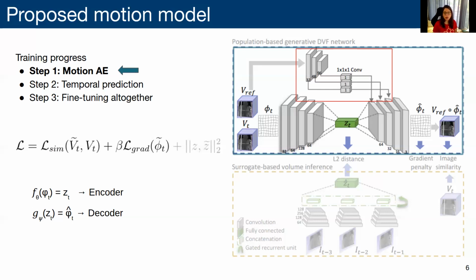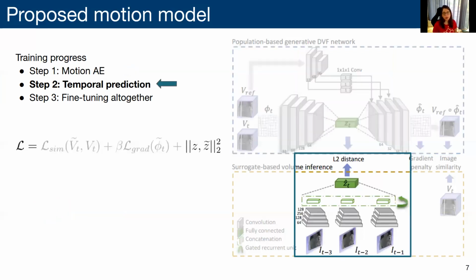The reference volume is finally warped with the predicted DVF, thereby generating a new volume that is compared with the ground truth volume. The loss function seeks to maximize the similarity between the ground truth and reconstructed volumes, while imposing a regularization to ensure smooth deformation fields.